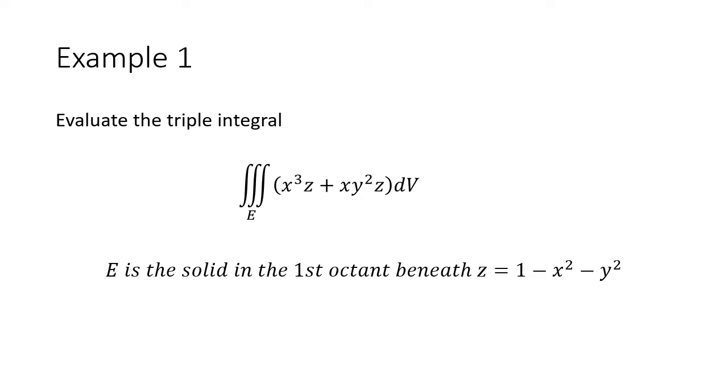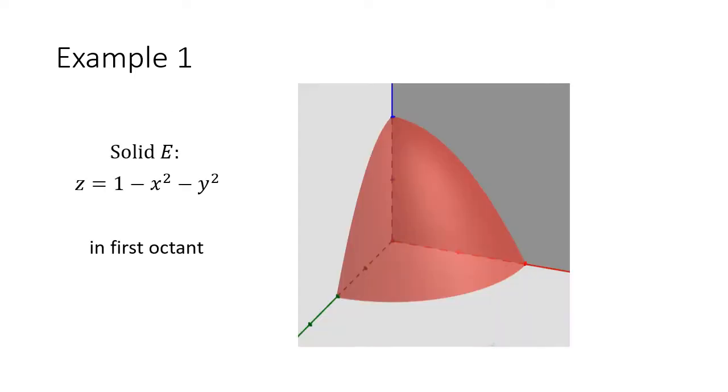So let's say I want to evaluate this triple integral over the solid E, where E is the solid in the first octant that is beneath the surface z equals 1 minus x squared minus y squared. All right, so let's sketch it first. If I sketch this surface, that solid is going to be every single point in space that is below my surface and also bounded by my 3 coordinate planes. That's what it means to be in the first octant.